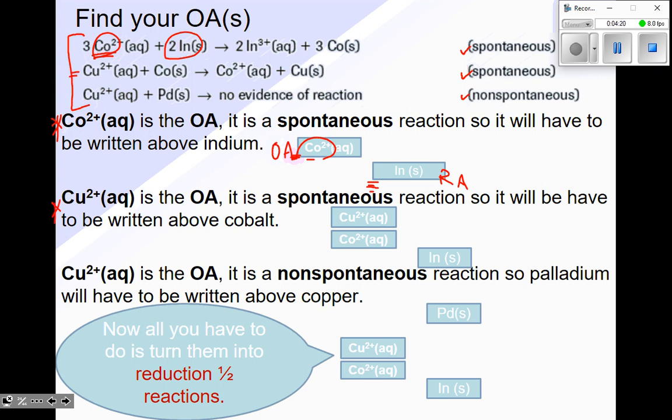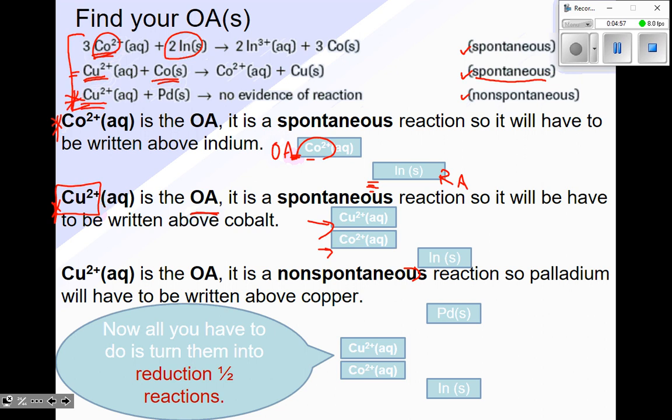Let's take a look at the next one. Here, copper plus cobalt is a spontaneous reaction, okay? So what does that mean? It means that the oxidizing agent is higher than the reducing agent. The copper 2 plus ion happens to be the oxidizing agent, so it has to go higher than the cobalt, because we're comparing copper and cobalt. So copper now goes above the cobalt, and the cobalt is already above the indium because we figured that out from the first one. Let's take a look at the third reaction.